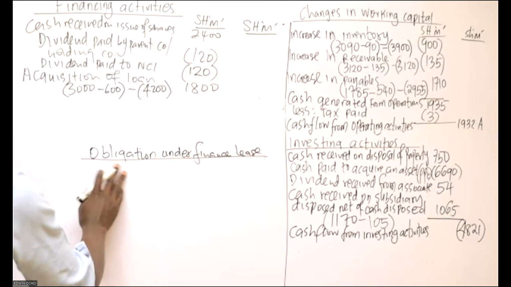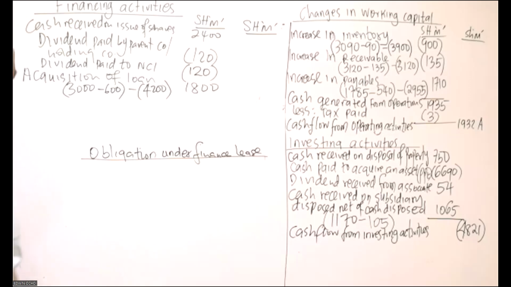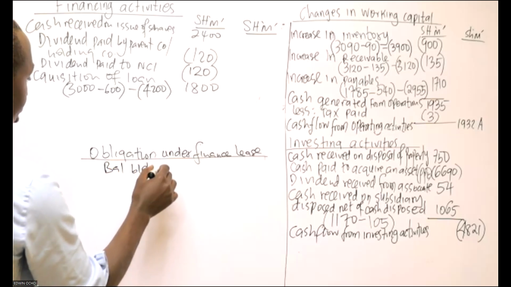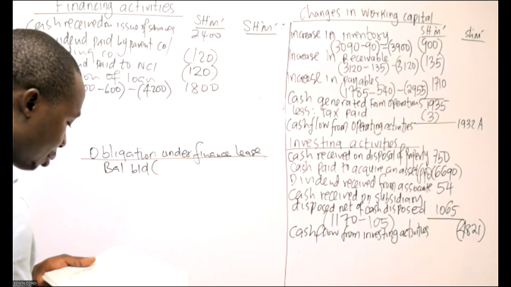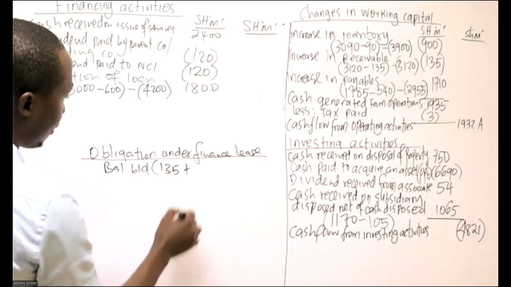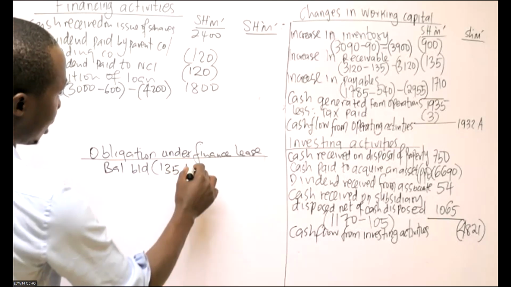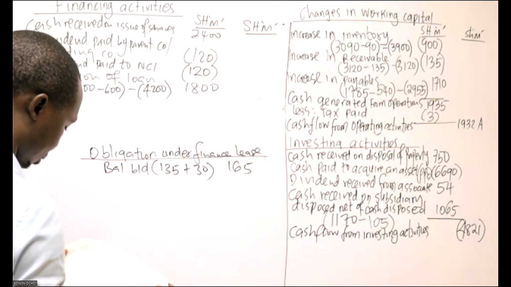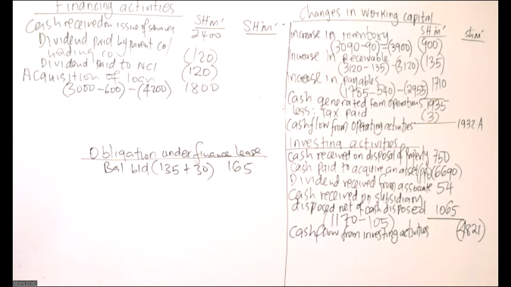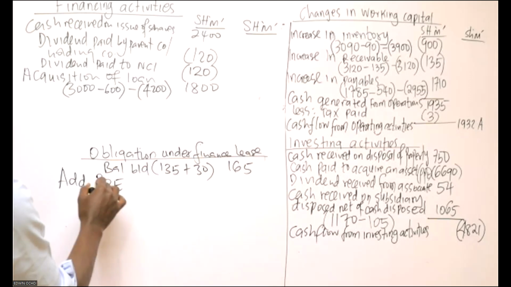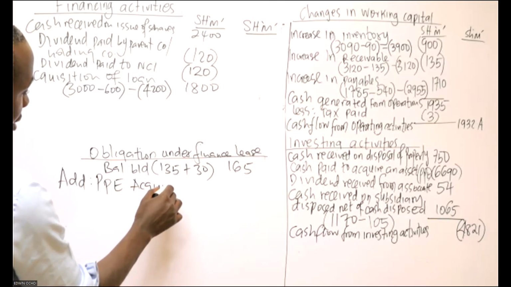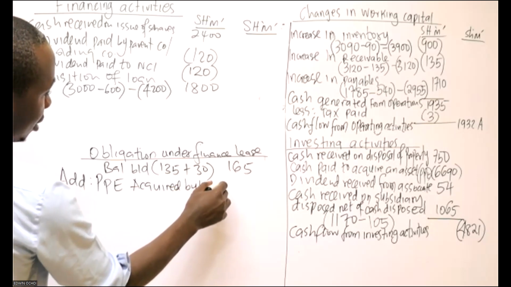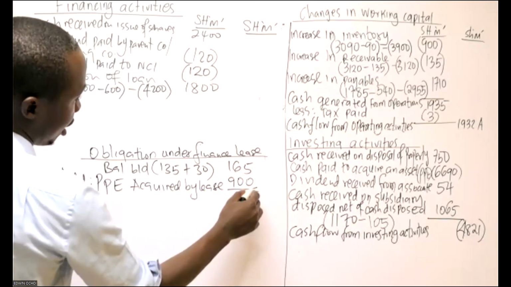So if I combine, because I can see they split it into short term and long term, so I will be combining. So as of 2016, the one from non-current liabilities is 135, and the one from the current liability as of 2016 is 30. That one gives me 165. It's 30, yes. Then in the additional information, there is something to add. That is additional information number 4. There's a property, plant, and equipment which was acquired by lease. Add PPE acquired by lease, the 900. So up to this point, we have 1065.